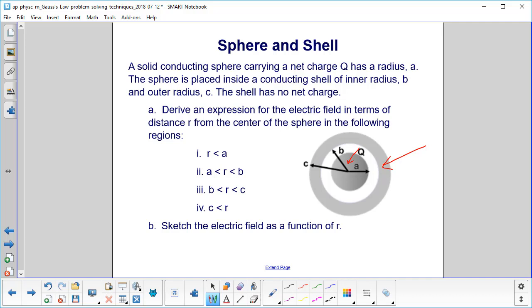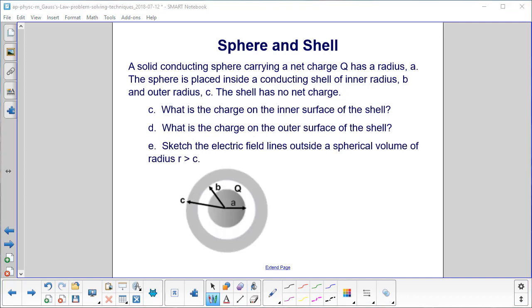A less than r less than b, that's in the space between the sphere and the shell. B less than r less than c, that's inside the shell. And finally, r greater than c, that's out here. Then sketch the electric field as a function of r.